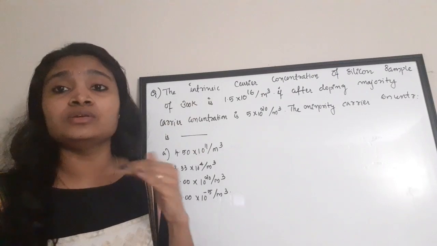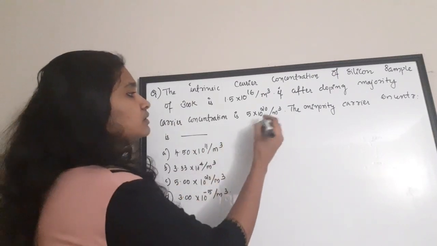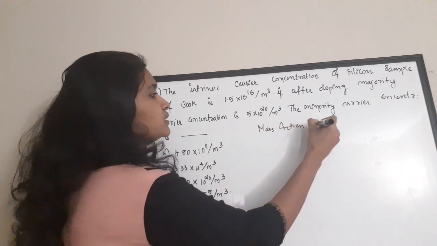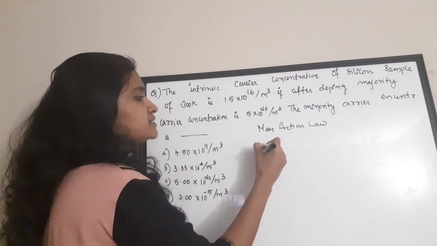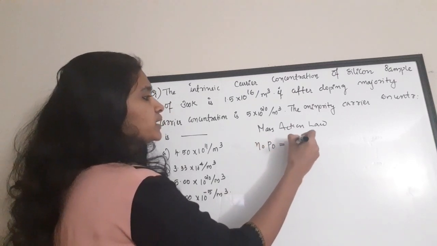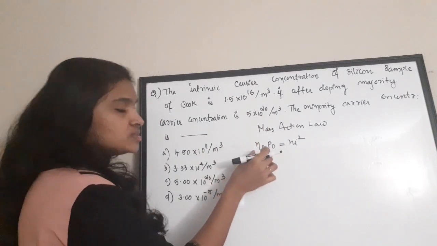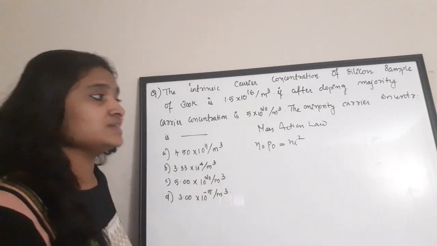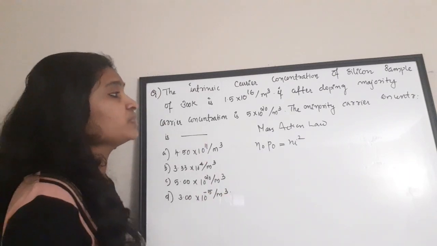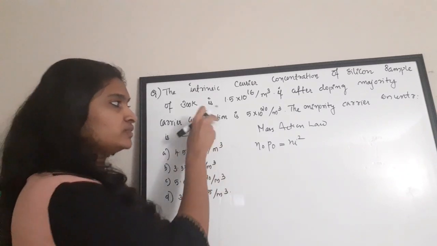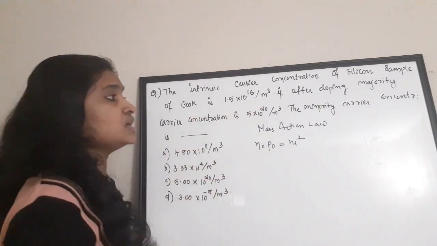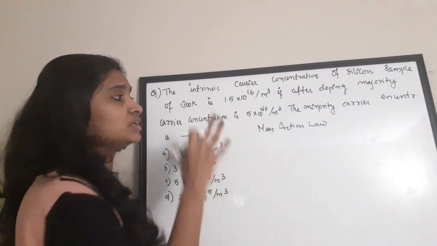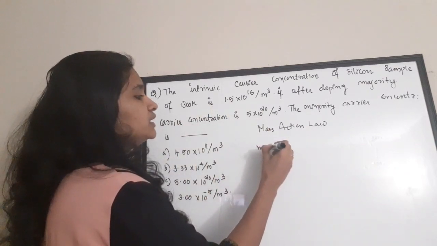This is a direct equation. You just have to know this relation or law, the mass action law. This is n0 p0 is equal to ni square. That is, majority carrier concentration into minority carrier concentration is equal to intrinsic carrier concentration the whole square. Here we have been given the majority carrier concentration and also the intrinsic carrier concentration. To find the minority carrier concentration, I have also explained that as a separate equation in the equation video.